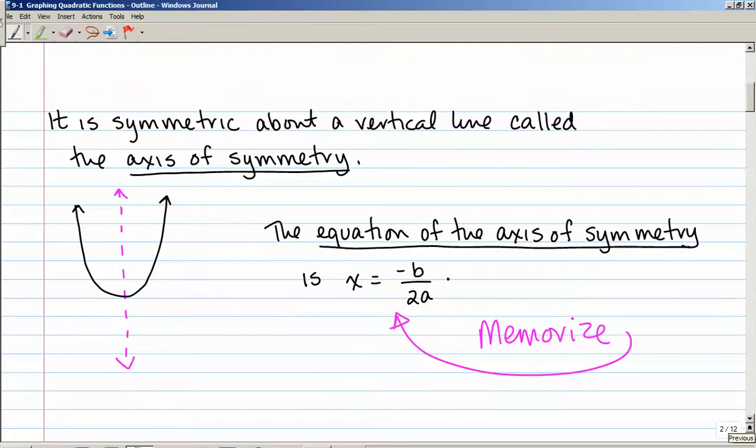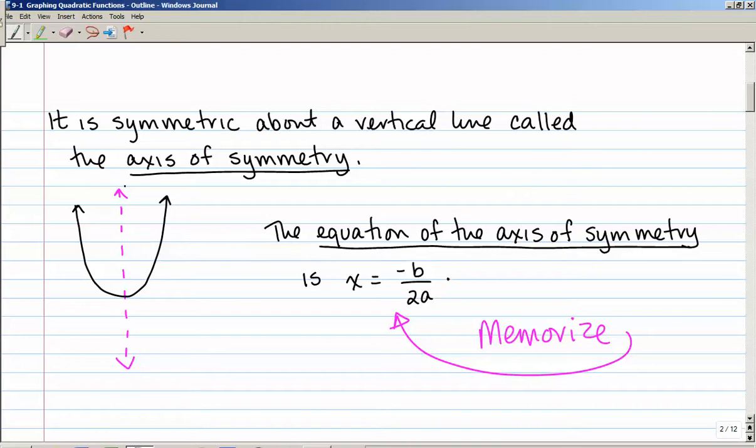It has symmetry. It is symmetric about a vertical line called the axis of symmetry. So this pink vertical line right here is the axis of symmetry. In other words, if I could take half of the parabola, let's say this half on the right, and fold it over the line of symmetry, it would end up on itself over here. Now I know my sketch doesn't look like it, but when we graph it, it will look symmetric.